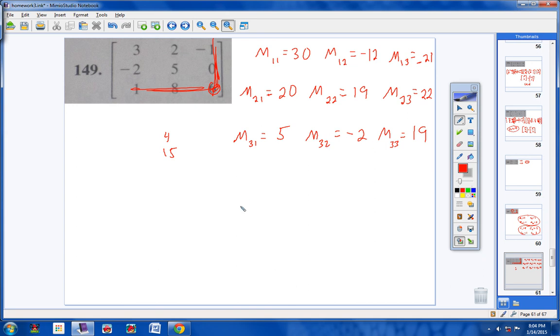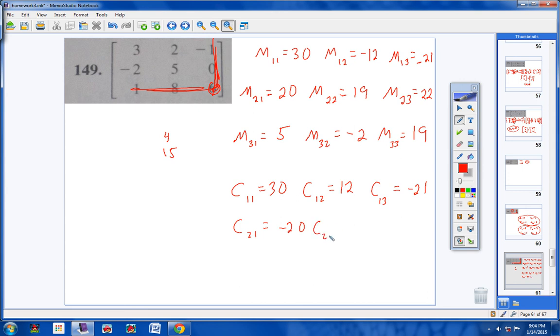Okay, cofactors, here we go. Cofactor 11, 1 plus 1 is 2, it's even, so leave 30 alone. Cofactor 12, 1 plus 2 is 3. That's odd, so change the negative 12 to a positive 12. Cofactor 13, 1 plus 3 is 4, so do not change the sign of negative 21. Alright, then we have cofactor 21, 2 plus 1 is 3. That is odd, so change the 20 to a negative 20.